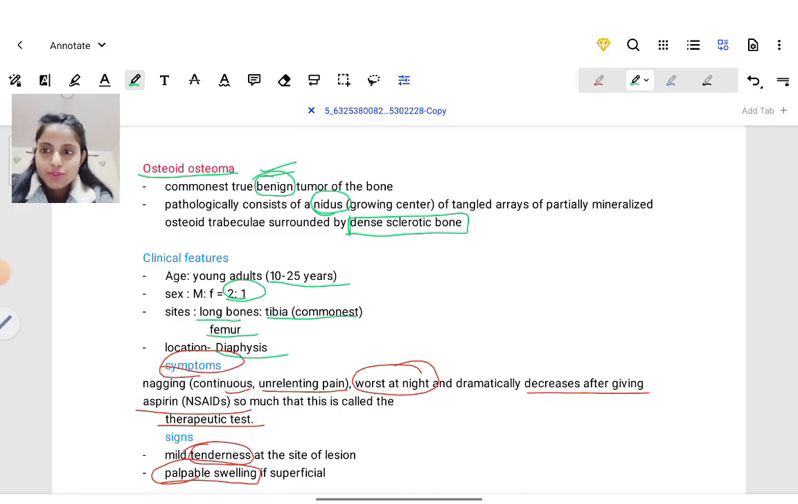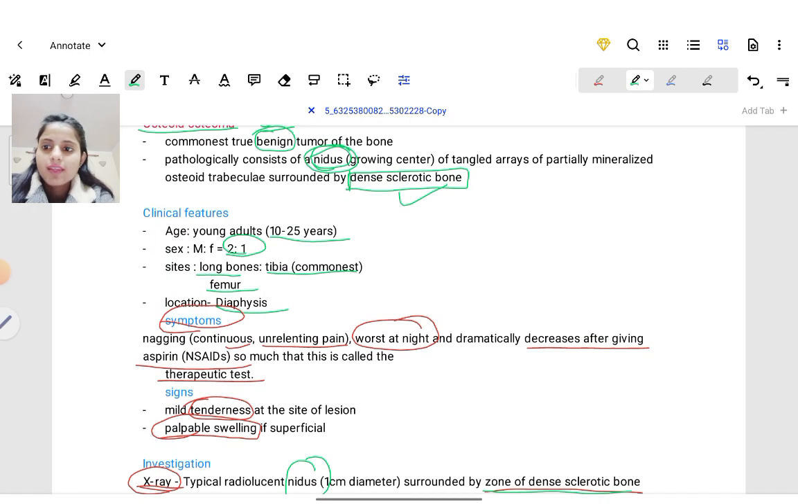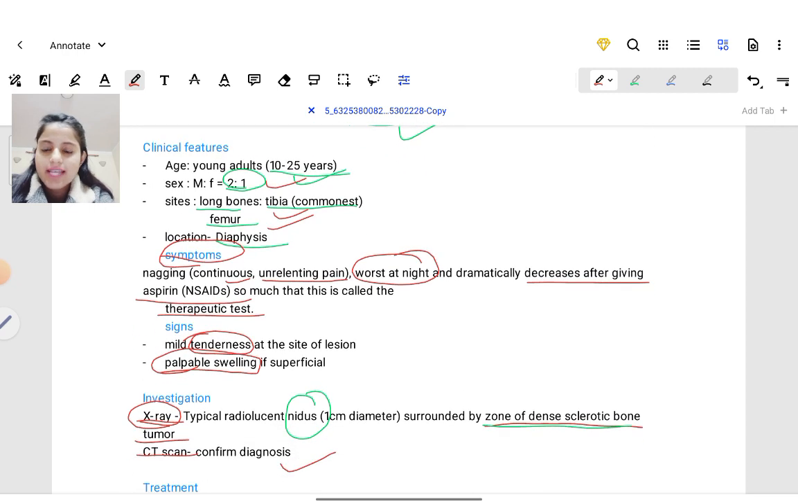So the osteoid osteoma is the commonest true benign tumor of the bone. It is the bone forming tumor. Pathologically, it has a nidus, which is surrounded by the dense sclerotic bone. It most commonly occurs in the young adults 10 to 25 years and most commonly in the males, with the ratio of 2 to 1. It occurs in the diaphysis of the tibia and the femur.